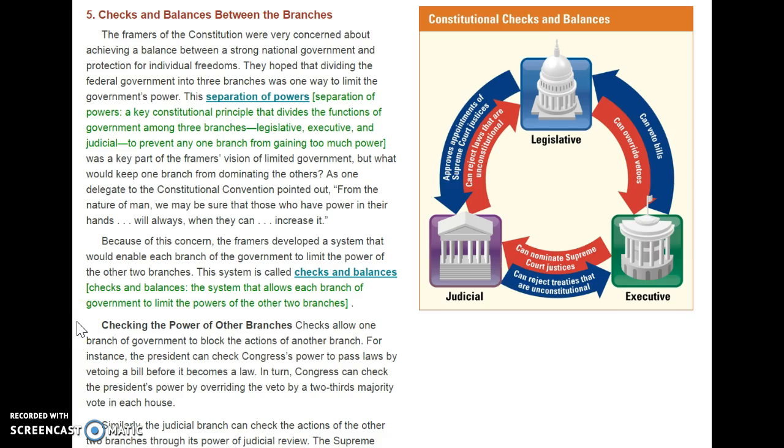Checking the power of other branches. Checks allow one branch of government to block the actions of another branch. For instance, the president can check Congress's power to pass laws by vetoing a bill before it becomes a law. In turn, Congress can check the president's power by overriding the veto by a 2/3 majority vote in each house.